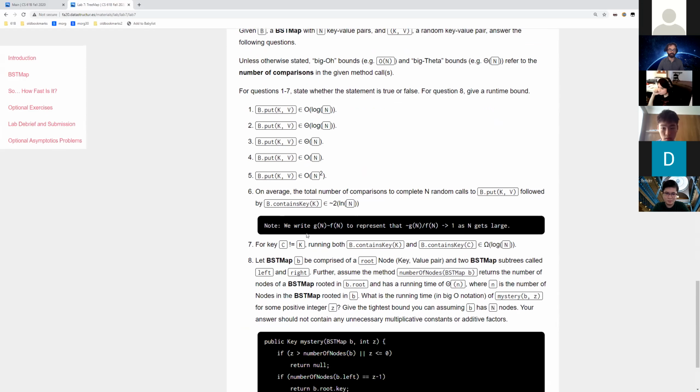Because when would it be less? Oh, wait, no, that's not necessarily true. Wait, so no, that's false then. Why do you think? Give me an example where it's not true. I agree with you, but.